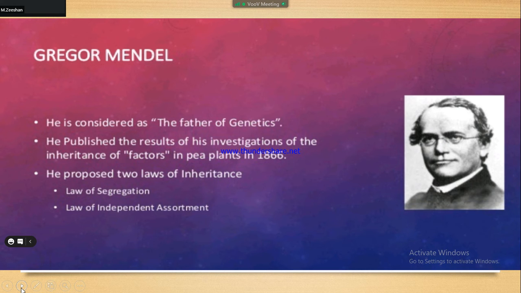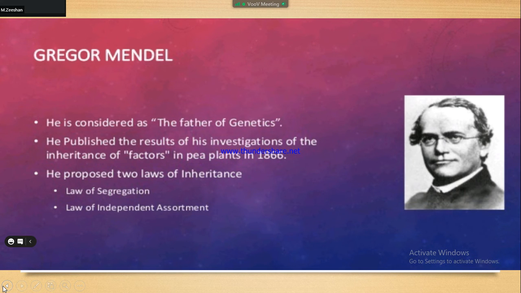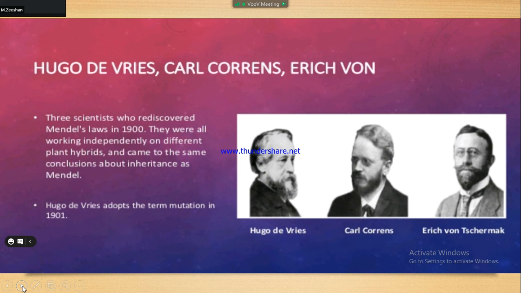Gregor Mendel is the most important scientist in the history of genetics. Basically, he is the founder of genetics, or the father of genetics. He published the result of his investigation of inheritance in terms of factors, not gene or allele, because he did not know about the gene and allele. He proposed two laws of inheritance: law of segregation and law of independent assortment. In some cases we mention two laws, and in some cases three laws. Basically, these two laws are the most important.